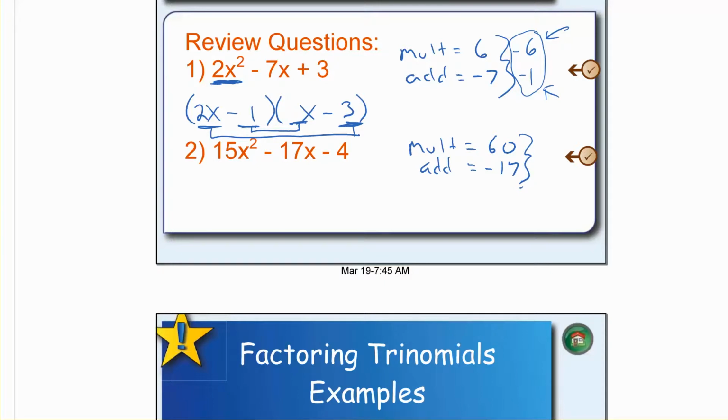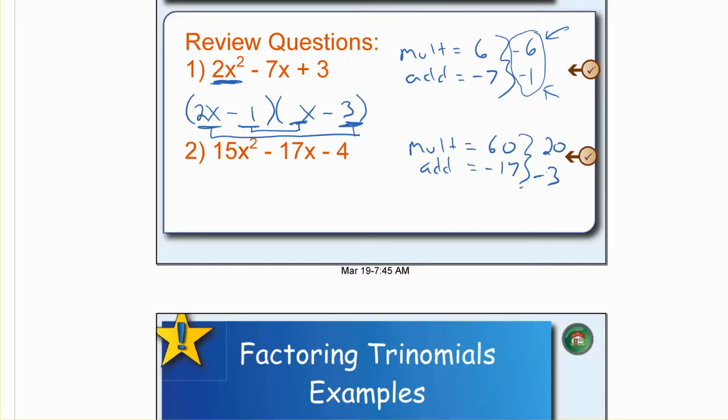So you can just try a few things that multiply to 60. I'm just going to put the answer down. We've got 20 and 3. 20 and 3 would both multiply to 60, and I can have them add to 17 if I make this a negative 3. 20 and negative 3, right?